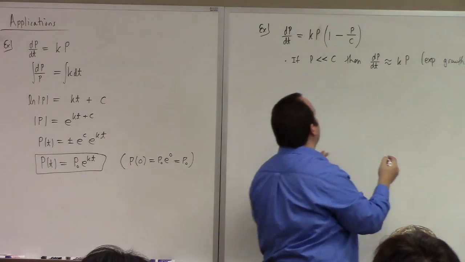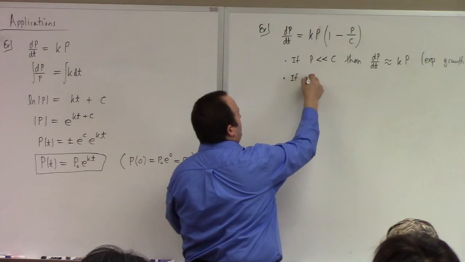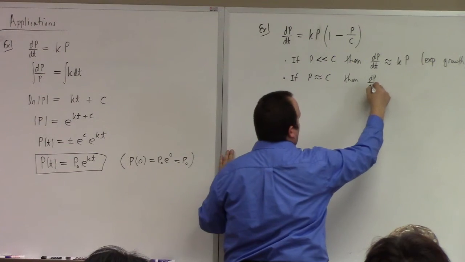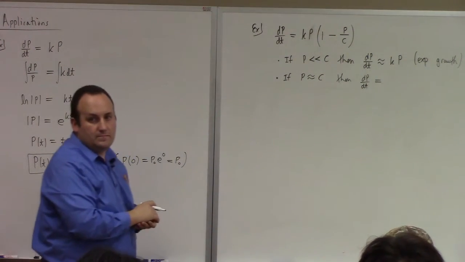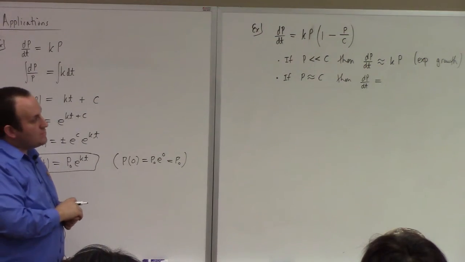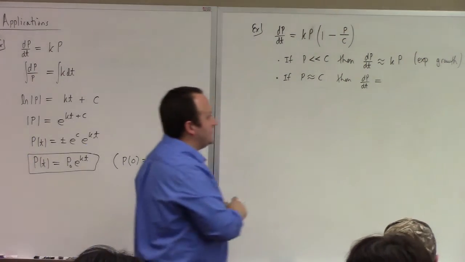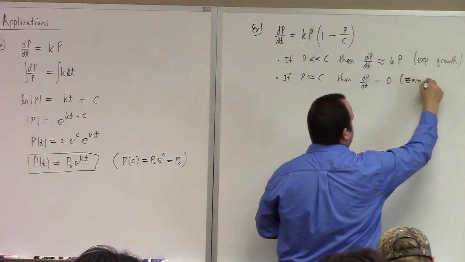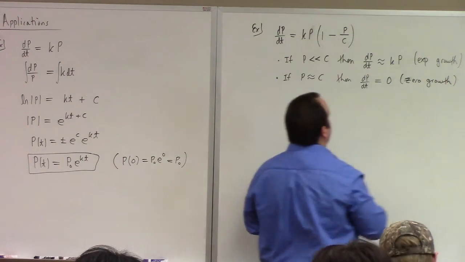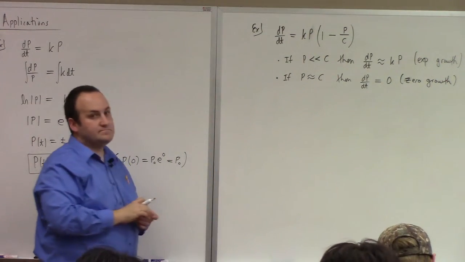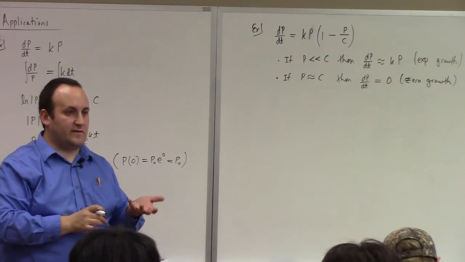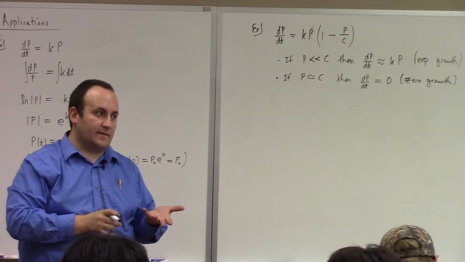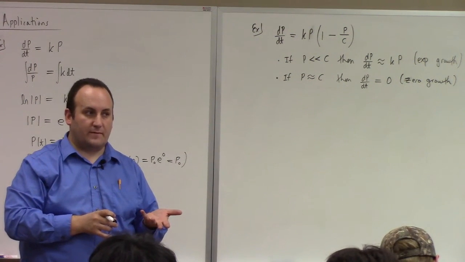But what happens if P is approximately equal to C? Yeah, that's 0. So the growth rate is 0, zero growth, right? More specifically, what happens if P is larger than C? If P is larger than C, that fraction is larger than 1, so the growth rate is negative, right? If P is less than C, then the growth rate is positive, right?